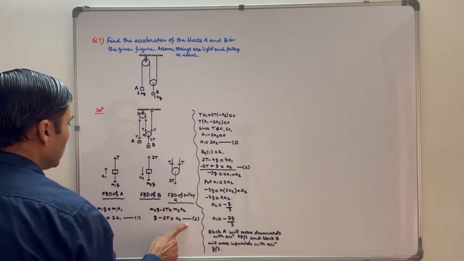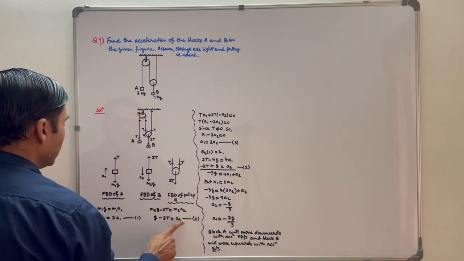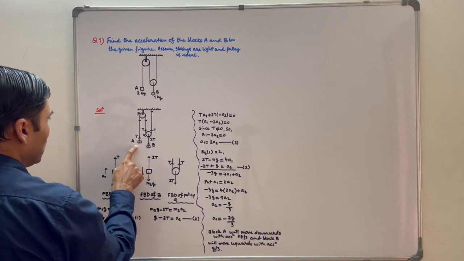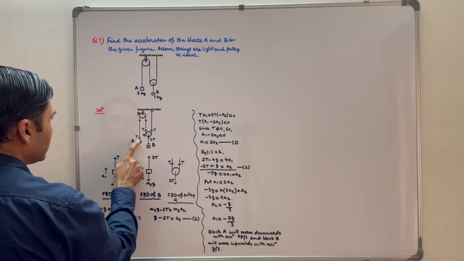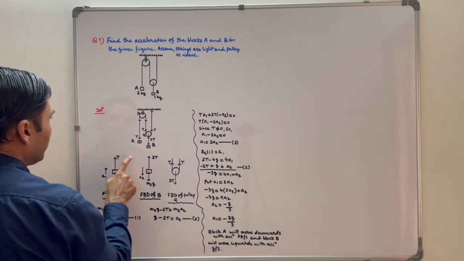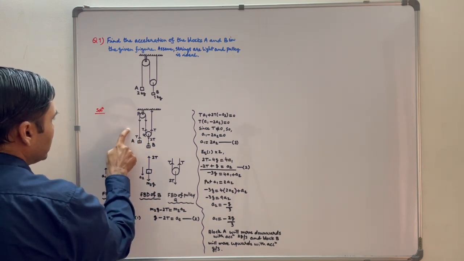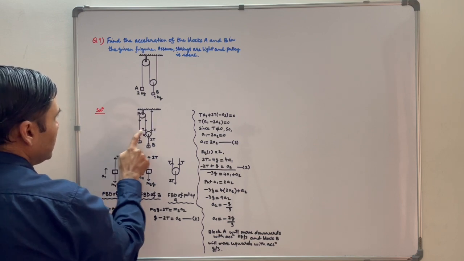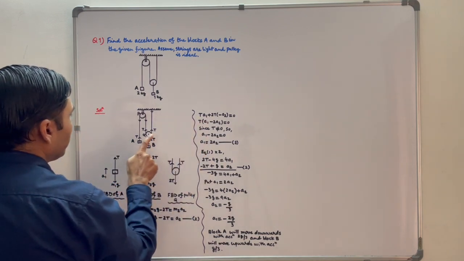So we need to figure out the constraint relation, that is the relation between A1 and A2. Focus on this block. This is connected to a string whose tension is T. This block is moving upwards. That means force and displacement are both in the same direction. So work done will be positive. We can write T into A1.